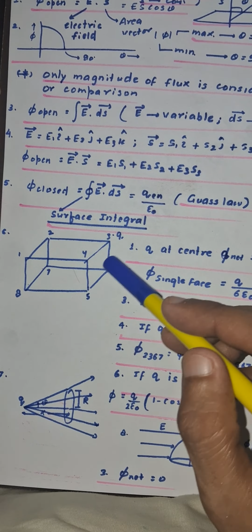There is one important thing. Suppose a hemisphere is placed and a uniform electric field is over there, then the flux through the left surface is E into pi r squared by 2. This pi r squared by 2 is the area of this half semicircle.